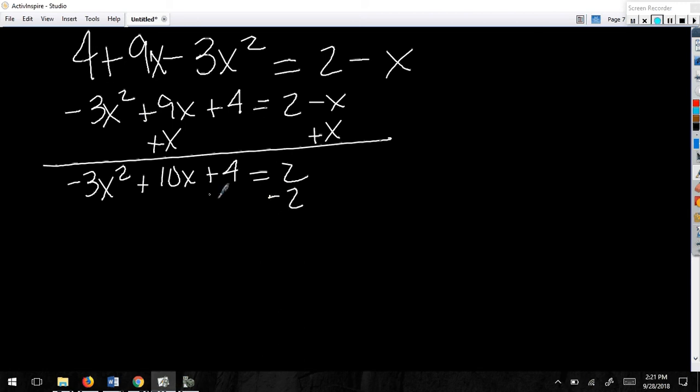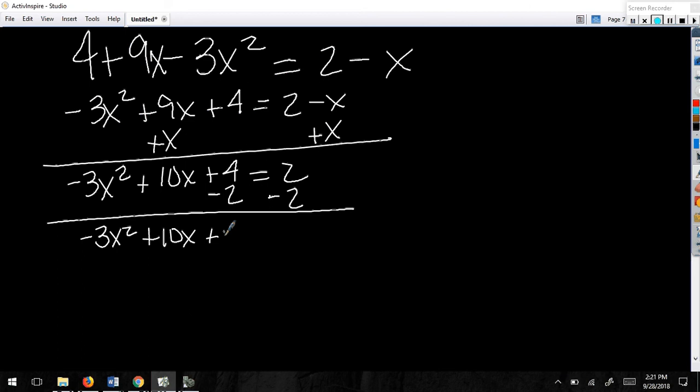Which one to add the x to, the 9 or the 3? Because it's got to be like terms. You can't add x to 3x squared. So it's just squared on the x. All right, so I've got negative 3x squared plus 10x plus 2 equals 0. Are we confused? Are we okay?